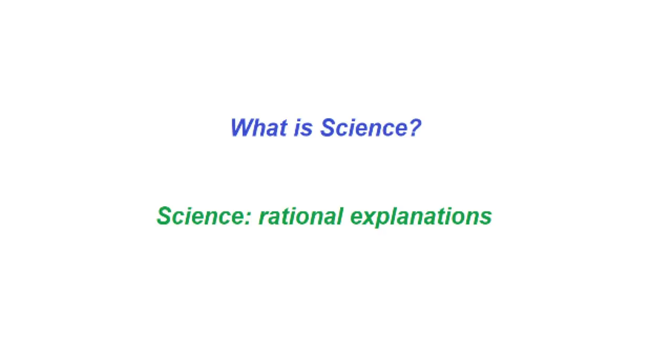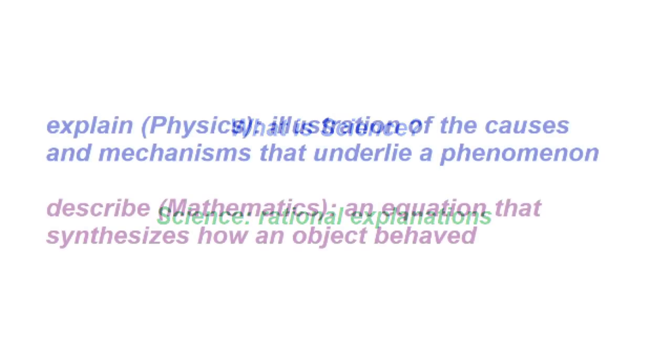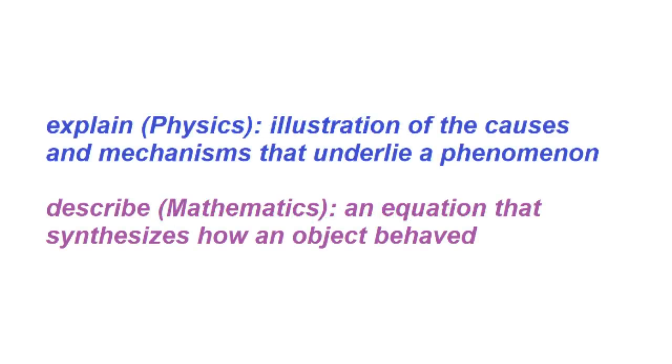So we have two words there, rational and explanations. All we have to do is know what an explanation is, what rational means. Let's go with explanations first. Here we have explain or explanation: illustration of the causes and mechanisms that underlie a phenomenon. That's what physics does. What does mathematics do? It just describes an equation that synthesizes how an object behaved.